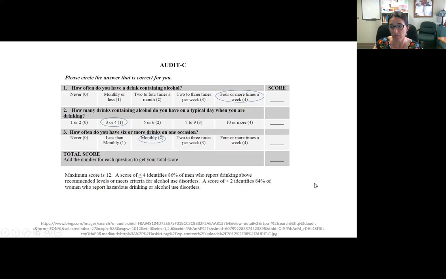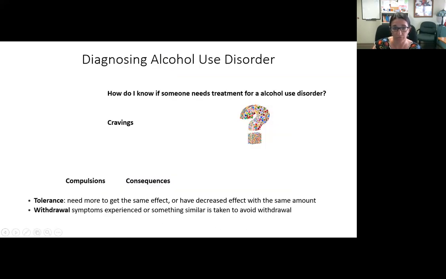So you can see here what the score of at least 4 is identifying. For men, 86% in that risky category. For a score of over 2, it identifies 84% of women. And so this is going to be a useful tool moving forward in our practice.